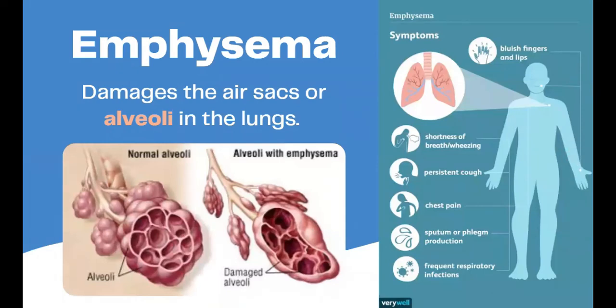Lastly, we have emphysema. Emphysema damages the air sacs or alveoli in the lungs. The inner walls of the air sacs rupture, leading to difficulty in breathing. Smoking is the leading cause of emphysema. So try to observe the symptoms of having emphysema here.